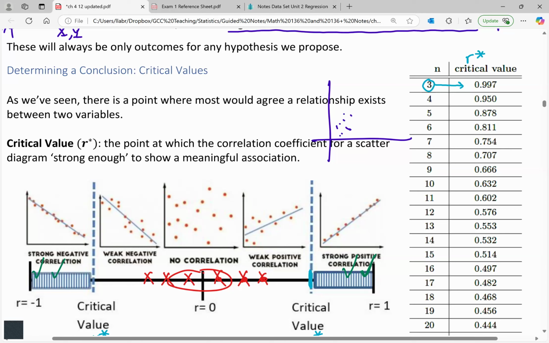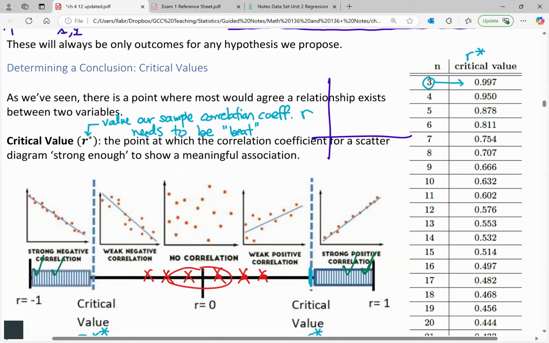So what we're really doing is we're going to say the critical value R star is basically the value that our sample correlation coefficient, and again, that's just R, needs to beat, essentially, or be stronger than. And remember that to beat means that you're closer to 1 than this particular value.